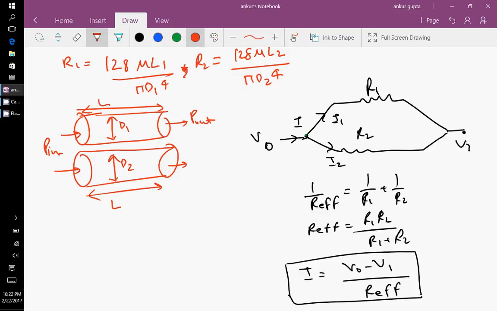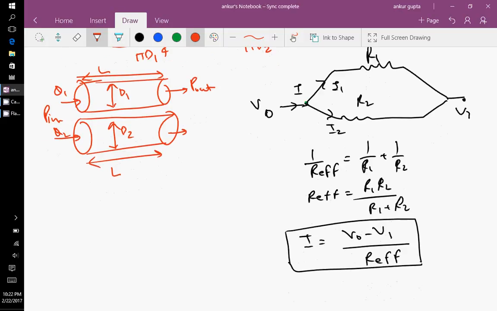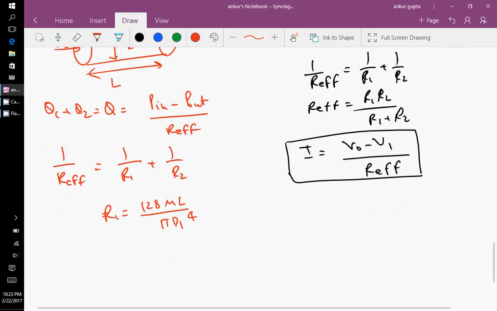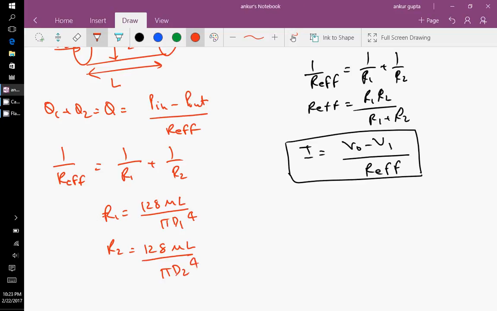Then if we have to find the total flow rate, not just Q1 or Q2, we have to find the total flow rate. We'll say that Q1 plus Q2, or total flow rate Q, is P in minus P out by R effective, where 1 by R effective is 1 by R1 plus 1 by R2, and we know R1 is 128 mu L by pi d1 raised to power 4, and R2 is 128 mu L by pi d2 raised to power 4.